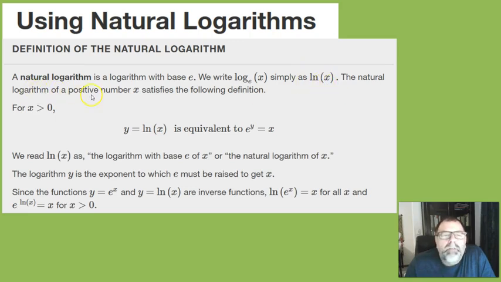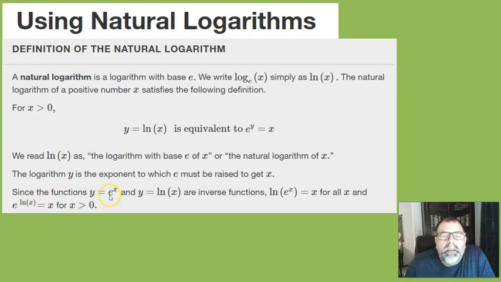So the natural logarithm of a positive number x satisfies the following definition. For x greater than 0, y equals the natural log of x, and that's equivalent to e to what power? e to the y equals x. We read ln of x as the logarithm with base e, or simply the natural log of x, or the natural logarithm of x. The logarithm y is the exponent to which e must be raised to get x.